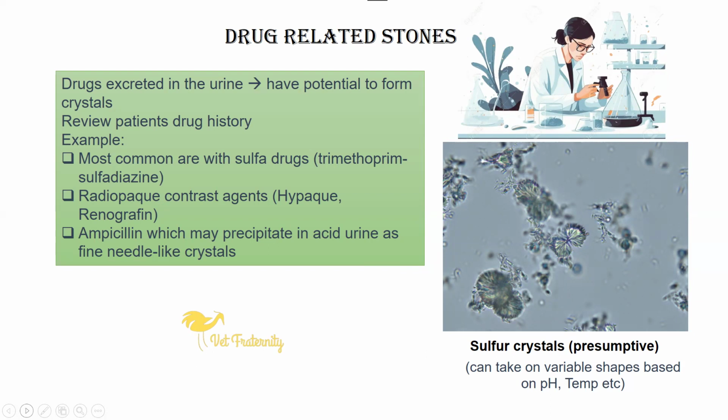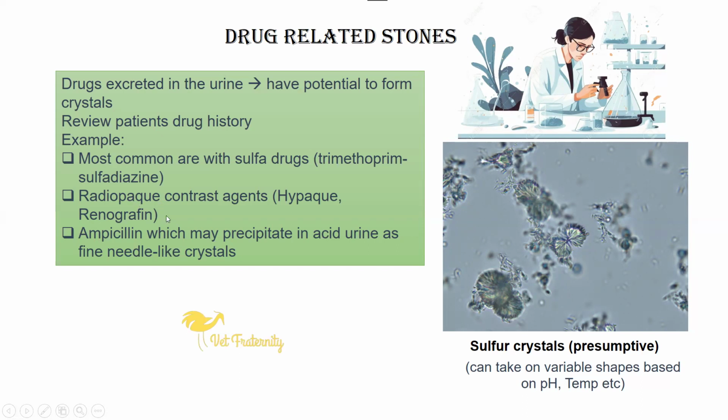The most common examples of drug-associated crystals are the sulfa drugs like trimethoprim and sulfadiazine. As you can see in this image, these crystals are formed by the drug trimethoprim-sulfa. And these crystals can take on variable shapes based on pH and temperature. So there might be a slight variation: when you see them in the microscope, the sulfa crystals might not be exactly of these shapes, but variations might be due to these factors on which these crystals depend.